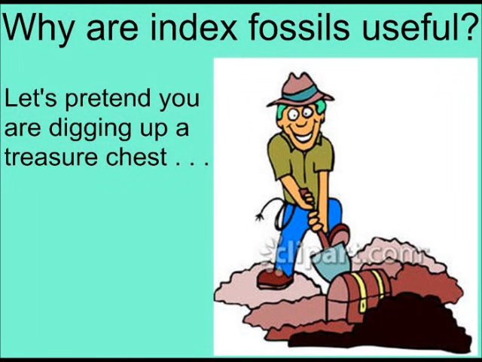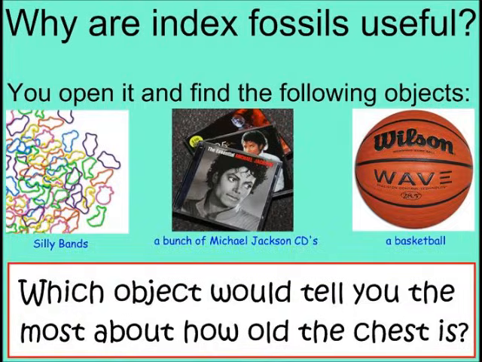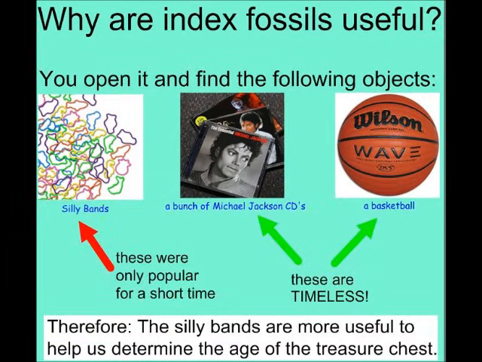So why are these useful? Well, let's pretend you're digging up a treasure chest. Let's say you open the treasure chest and you find some silly bands, a bunch of Michael Jackson CDs, and a basketball. So which object would be most useful in telling you how old the chest is? Well, the answer is the silly bands, because these are something that was only popular for a short time, whereas the Michael Jackson CDs or a basketball are timeless objects that people have had for many, many decades.